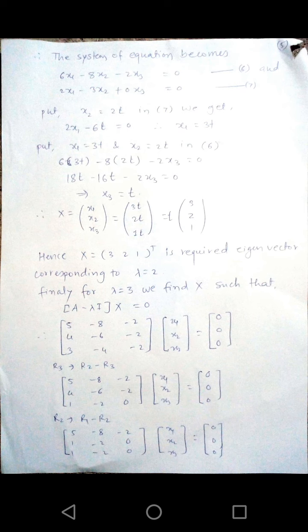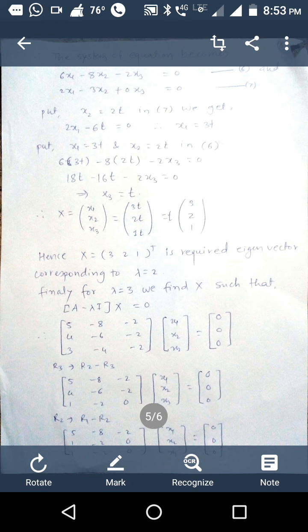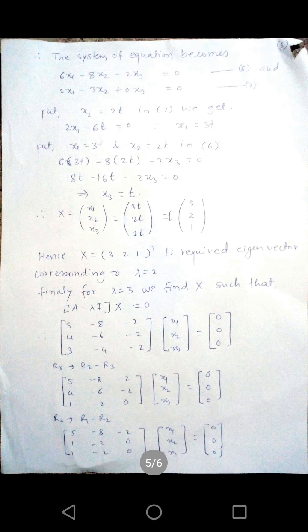So 4 minus 3 is 1, minus 6 minus 4 is minus 2, minus 2 minus minus 2 is 0. So R3 is 1 minus 2 0. The remaining two rows remain as they are. Now change R2 as R1 minus R2. So R2 is 1 minus 2 0, and everything else remains as it is. So the matrix is [5 -8 -2; 1 -2 0; 1 -2 0].